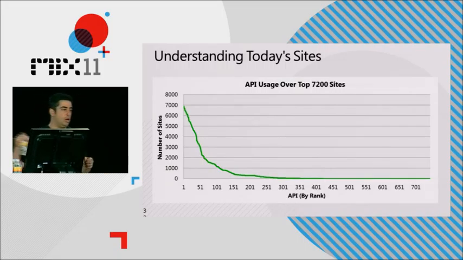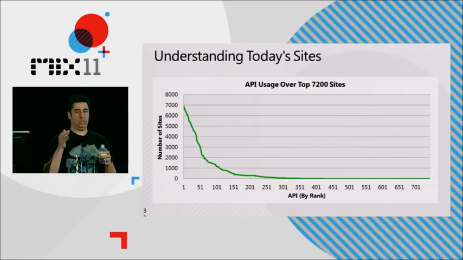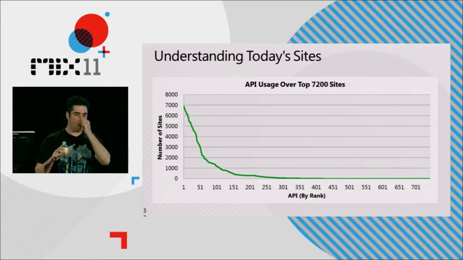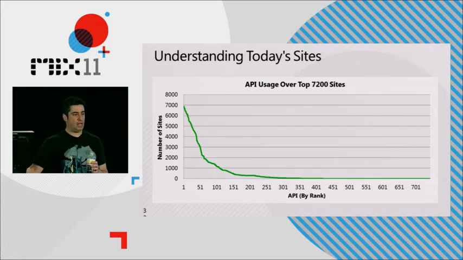Another thing we did was we sat down and we looked at the way that today's sites are actually built, right? We built our own crawling tool, and this crawling tool went out across like the top 7,000-ish websites, and we said, what APIs are people actually using? Anybody want to guess what the number one API used in JavaScript on the web is today?